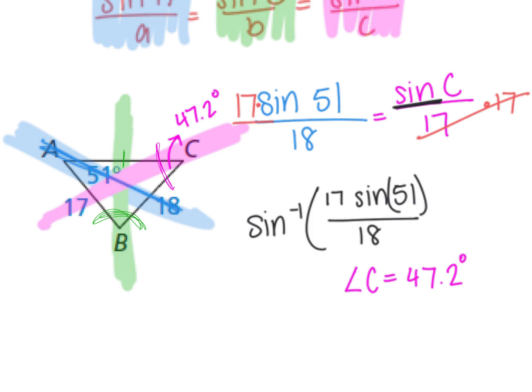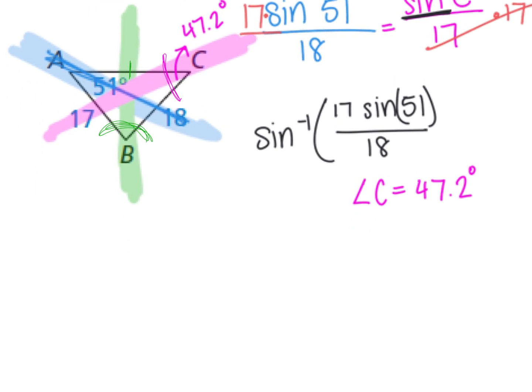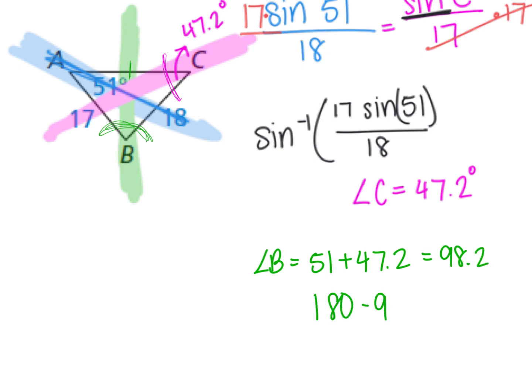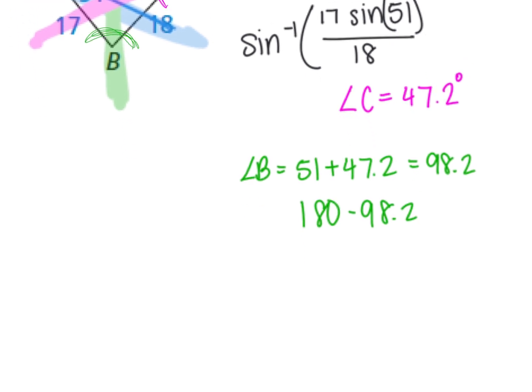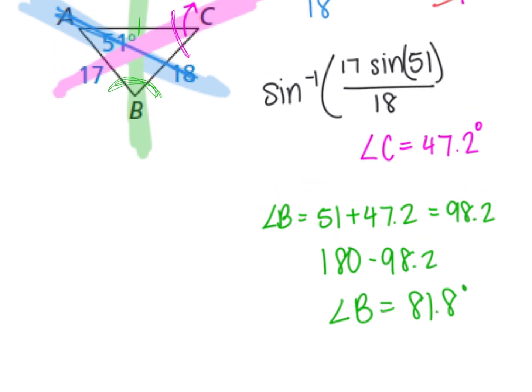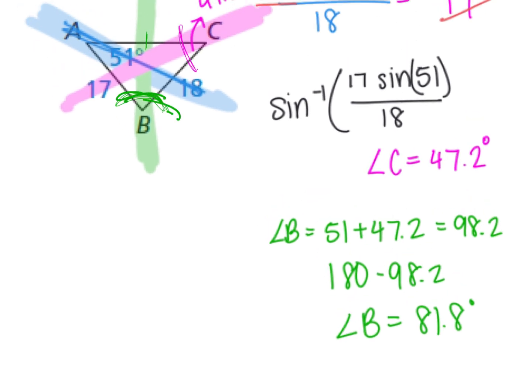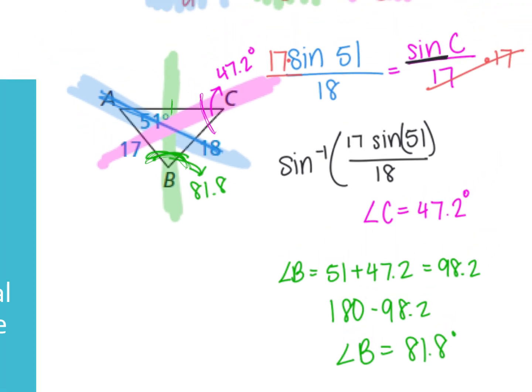So now instead of doing all that work for angle B, what do you think I have to do to find angle B? Angle B is 180 minus 51 minus 47.2. Once you get that answer, which is 98.2, do 180 minus 98.2. Angle B equals 81.8 degrees. Good. So I can go ahead and write it here, 81.8.